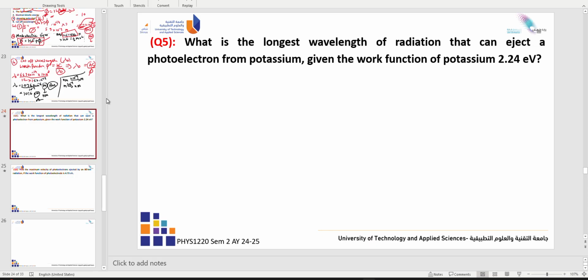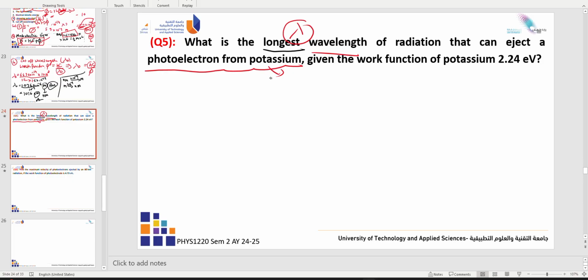Now question number 5. Here they are asking what is the longest wavelength of the radiation that can eject the photoelectron from potassium.